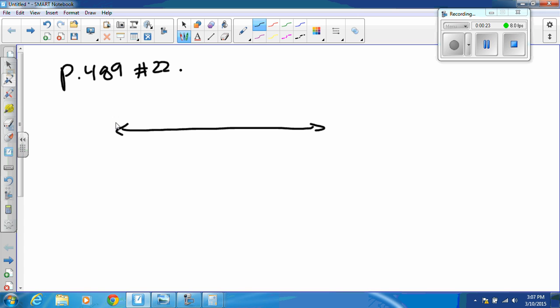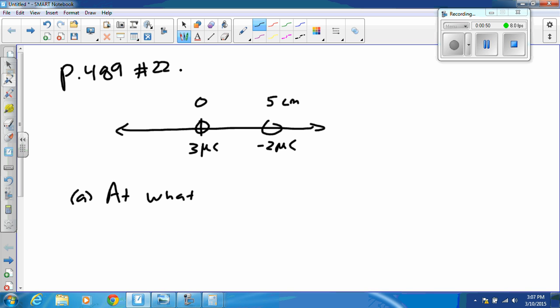Now, the problem doesn't tell us which one is placed where, so just arbitrarily, I'm going to place the 3 microcoulomb charge here, and the negative 2 microcoulomb charge right here. And I'll label this as x equals 0, and this is x equals 5 centimeters. And now they ask this question. A, at what point or points is the electric field equal to 0 along the axis?